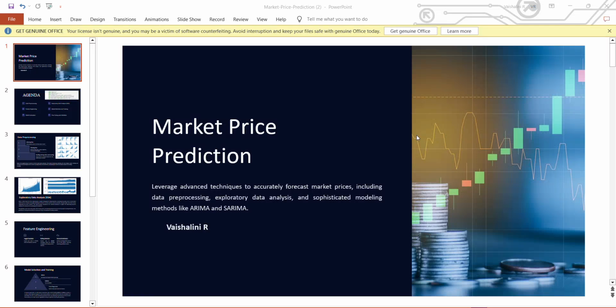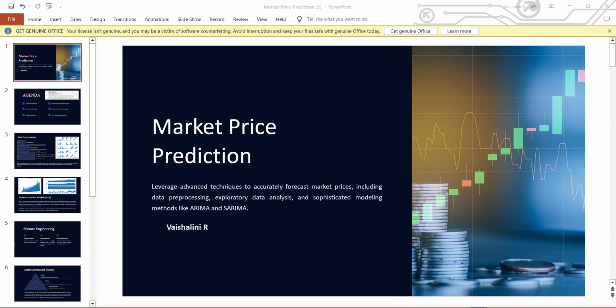Greetings to everyone. Today I'm going to walk you through our project on market price prediction. Our aim is to develop a machine learning model to accurately forecast commodity prices, helping stakeholders make informed decisions. This is my third task as a data science intern in Mentorness.